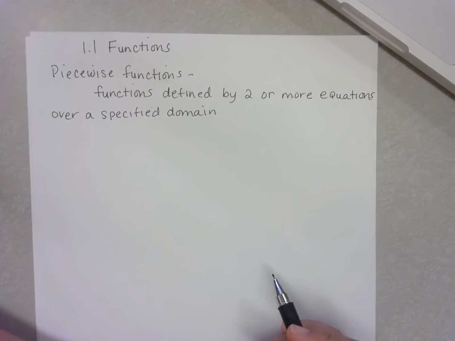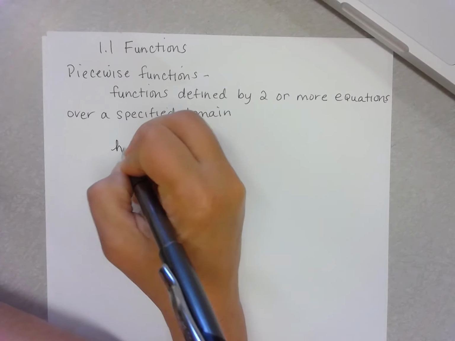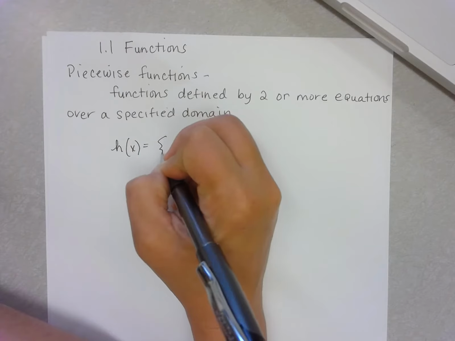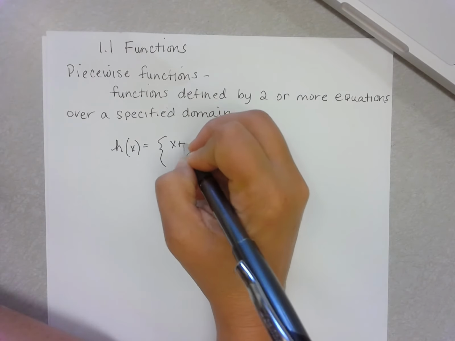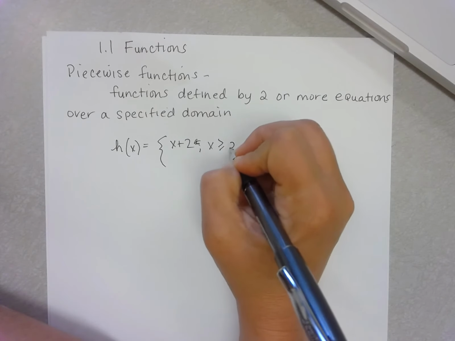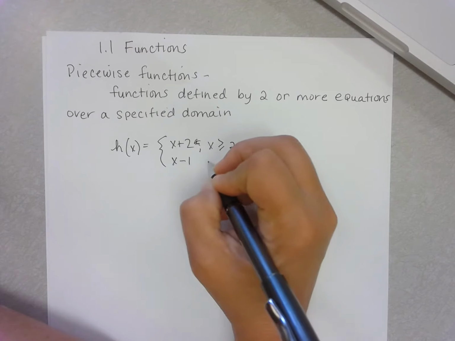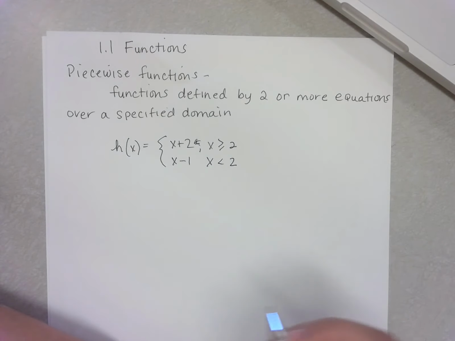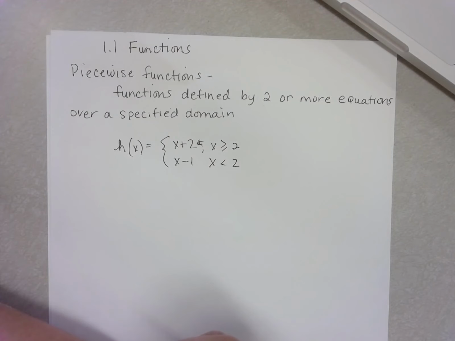Let me give you an example of a piecewise function. I have h of x is equal to, and then we have this bracket here, x plus 2 for x greater than or equal to 2 and x minus 1 for x less than 2. Now these particular functions have very interesting graphs, but we're not going to talk about their graphs today because we are going to talk about graphing in 1.2. So we will talk about the graphs of these later, but for right now we just want to use our functional notation and understand what this means.